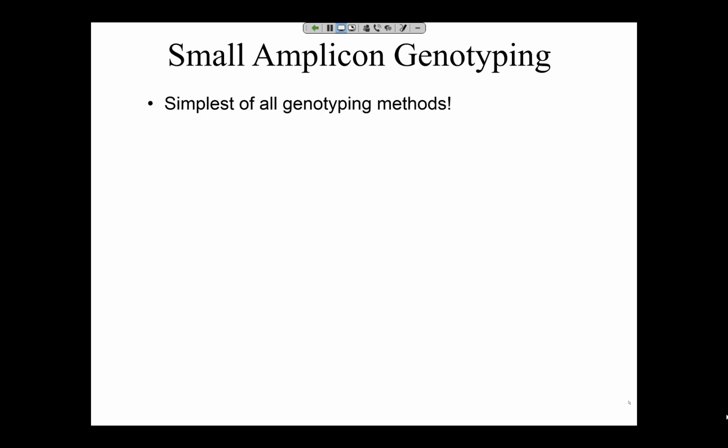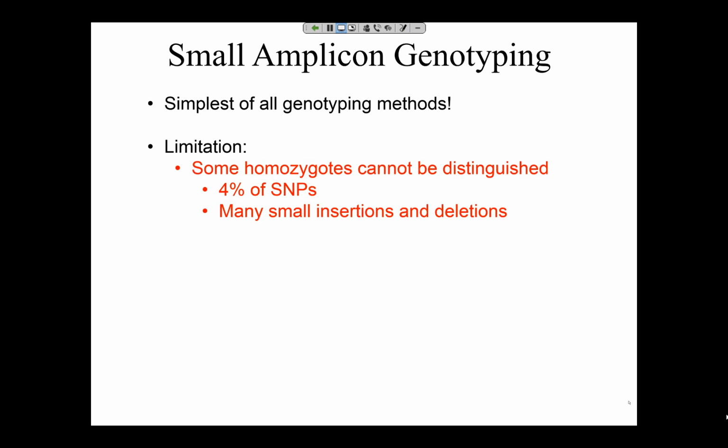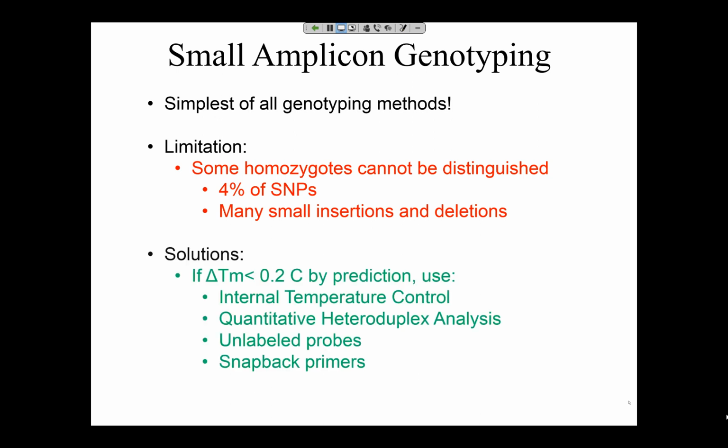So just to review, small amplicon genotyping really is the simplest of all genotyping methods. We're only adding a dye to PCR. We're not doing anything to primers or probes. You just have your two regular primers surrounding the area of sequence variation. It does have some limitations, as we discussed. For instance, about 4% of SNPs can't be distinguished from each other, and there are insertions and deletions that cannot be distinguished. We also have solutions, which we'll go through.